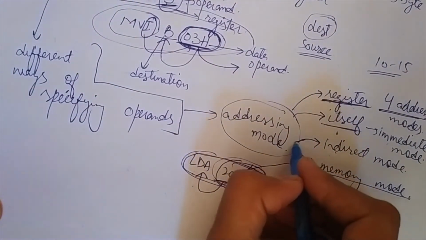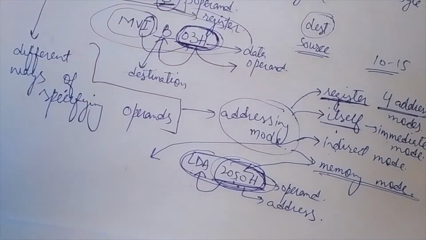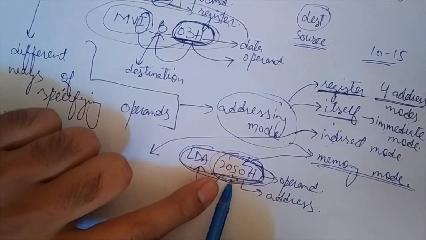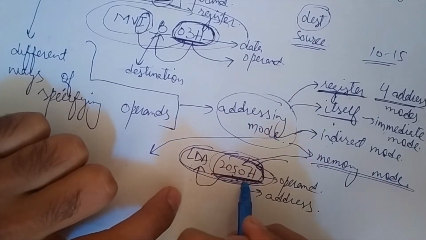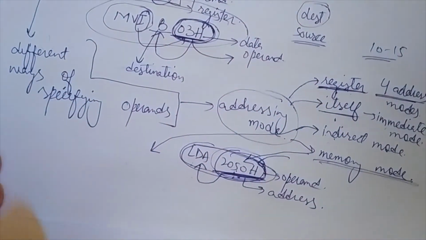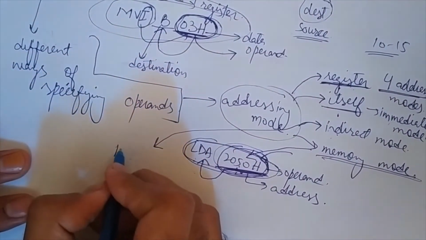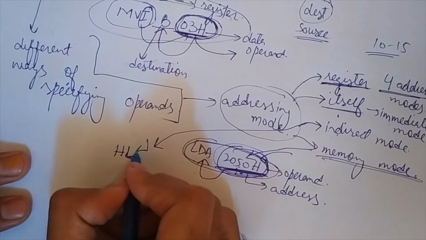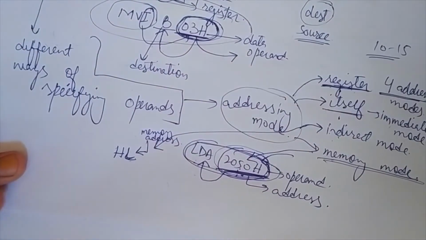Then another mode is the indirect mode. Indirect mode is like the memory mode itself, in that we have to go to the memory and get the data from the memory. In the direct mode, the memory location from which we have to get the data, that address, was present in the instruction. However, in the indirect mode, we don't give the memory address directly. We use a register pair, for example, the HL register pair. So this register pair stores the memory address from which we have to get the data.